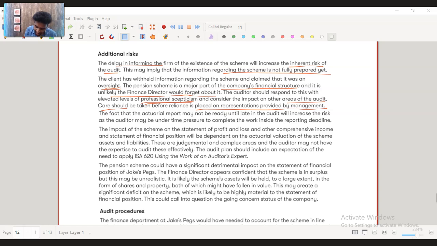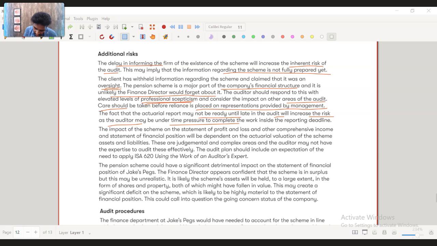Further, the fact that the actuarial report may not be ready until late in the audit will increase the risk, as the auditor may be under time pressure to complete the work. So when we get the actuarial report, there will be very few days to complete the audit and give the opinion. So we'll be under pressure to complete the audit work and place reliance on that particular amount.